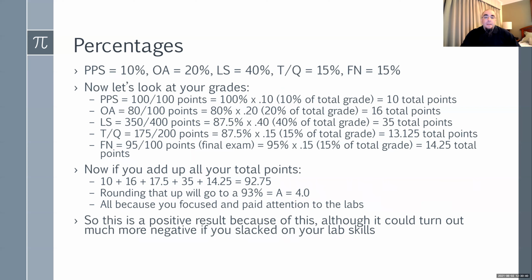We add all that together, and because of the weighting of the class, and because the lab was worth so much and you did so well in that lab portion, instead of getting 88 in the flat class, you actually get a 92.75, which rounds up to a 93, which means you get an A, all because you paid attention and focused on the labs. So this is a positive result. Although it could turn out much more negative if you slacked on lab skills, in this case you understood what your heaviest weighted category is and you hit that hard. If you have a class that's heavy in homework, you need to hit that hard and make sure you do all of your homework. Otherwise, you'll end up failing the class.